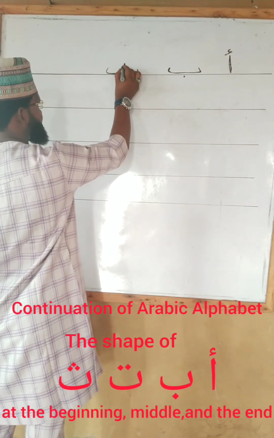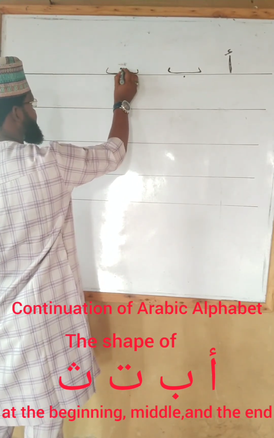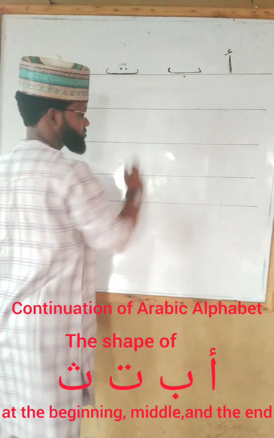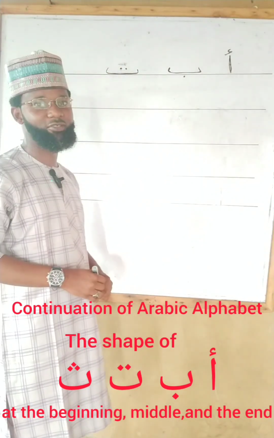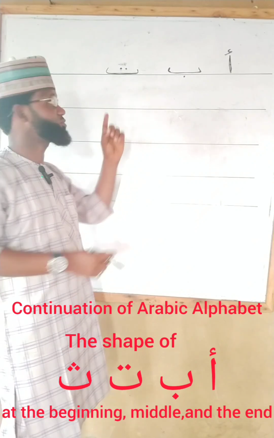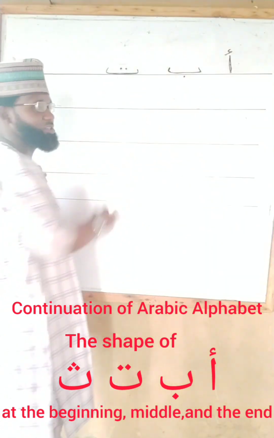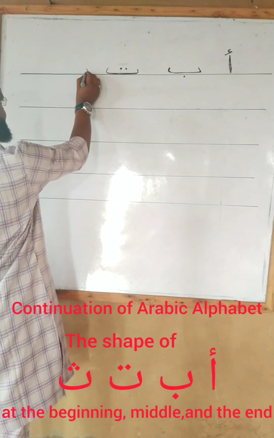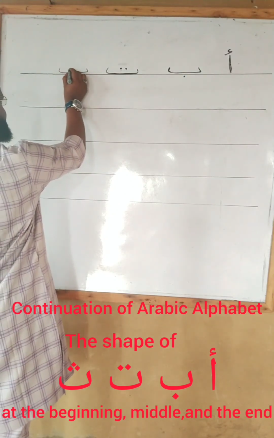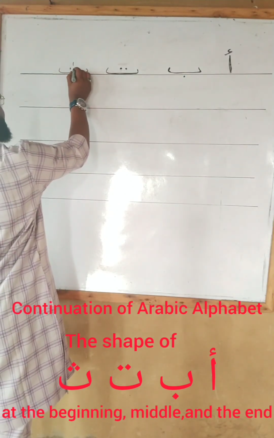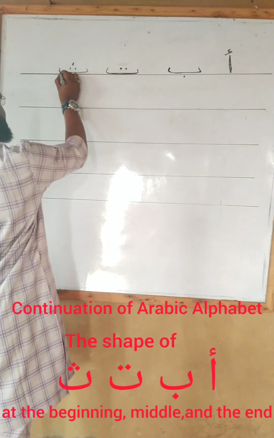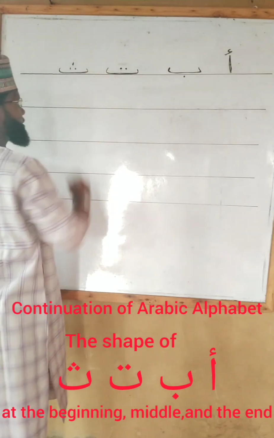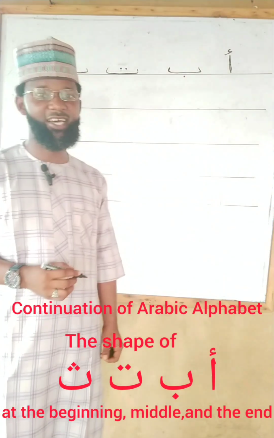But the difference is what? These 2 dots, different from Ba, the 2 dots are found at the top, which makes it to be what? Ta. Then the other one is the same shape, but this one has what? 3 dots. Is what? Tha.